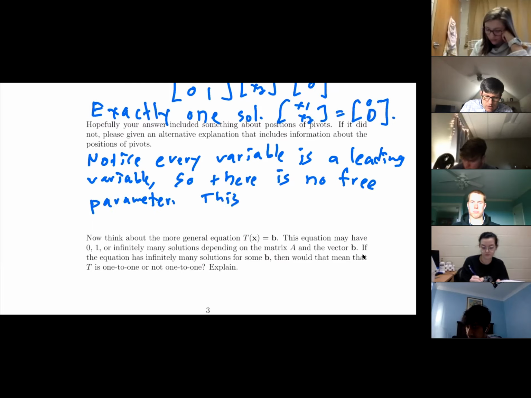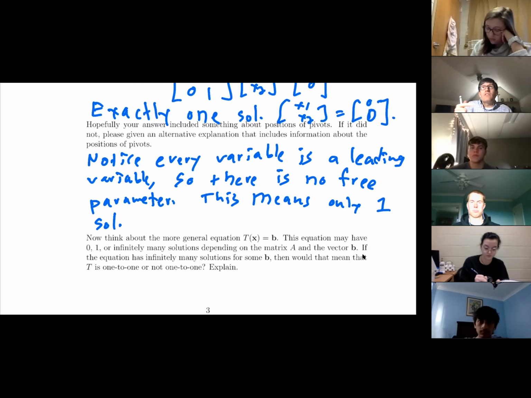This means only one solution, right? Because there's no free parameter. Free parameter means that there's infinitely many solutions. If there's no free parameter, there's only one solution, right?